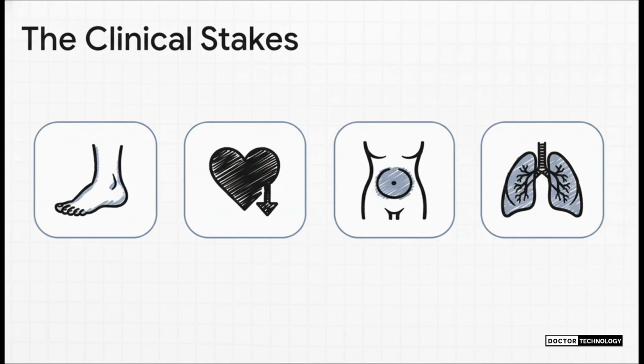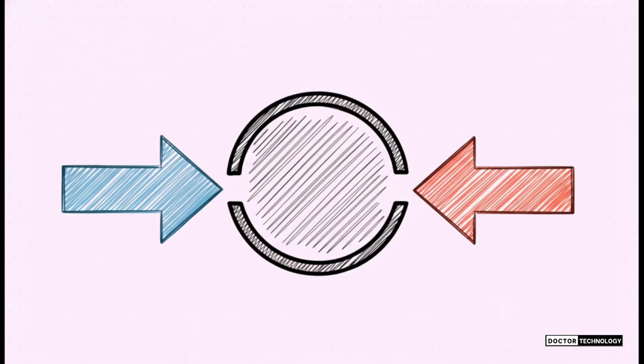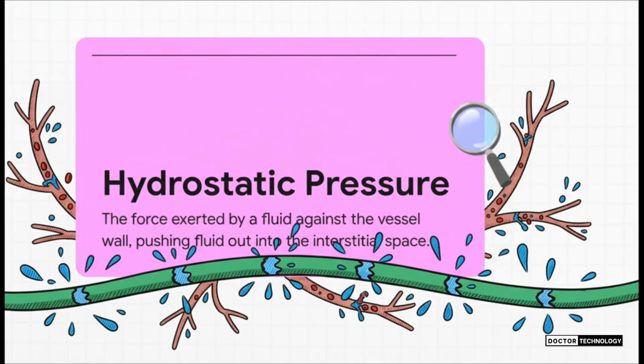It's that simple. So to get there, we need to meet the two main characters in this whole drama. And I want you to think of it as a constant battle. This physiological tug-of-war that's happening inside every tiny capillary in your body, all day, every day. And here they are. In this corner, we have hydrostatic pressure, the force that pushes fluid out. And in the other corner, oncotic pressure, the force that pulls fluid back in. This fundamental opposition, this push and pull, is the engine that drives pretty much all fluid exchange between our blood and our tissues.